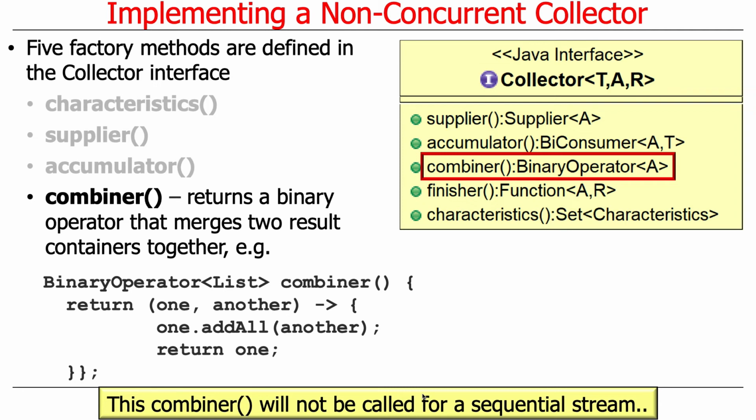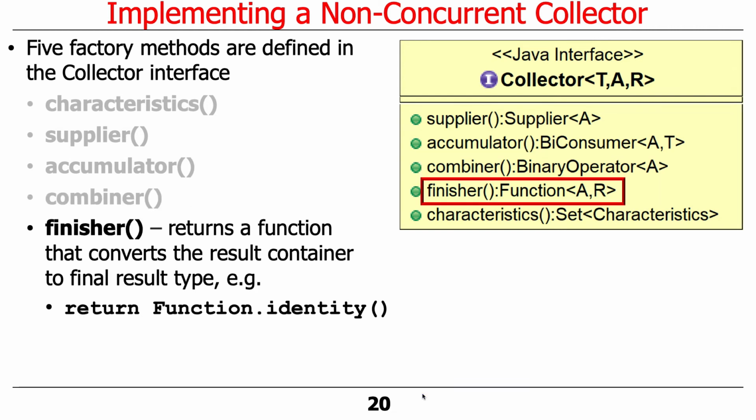So what this does is actually return a BinaryOperator lambda expression that takes one list and another list, and it adds the other list at the end of one list and returns one list. So it's basically merging these things together. And this is a lambda expression, so this is not actually being performed at this point. This will be performed when the streams framework deems it necessary to merge things back together again.